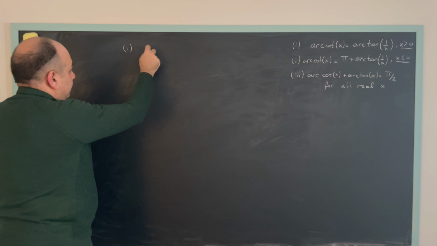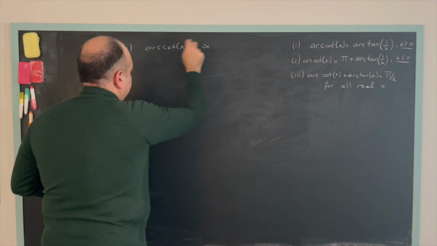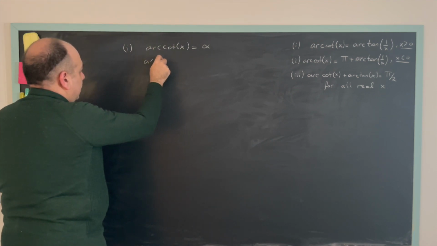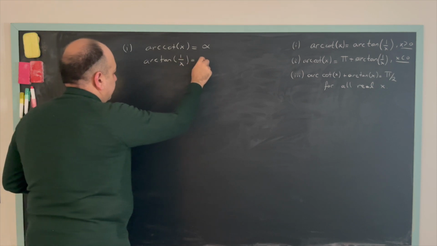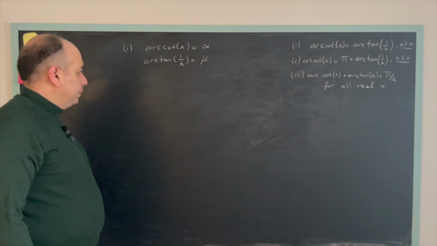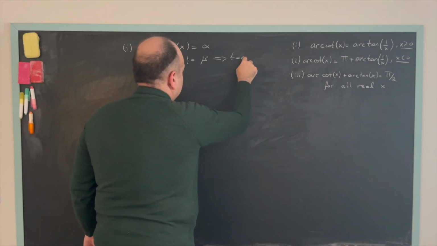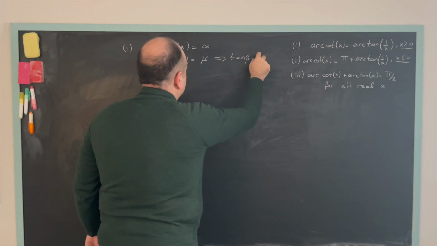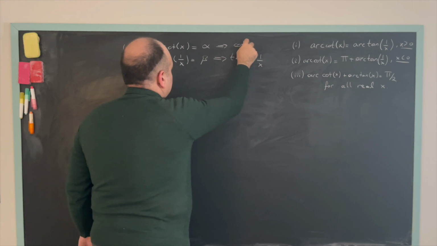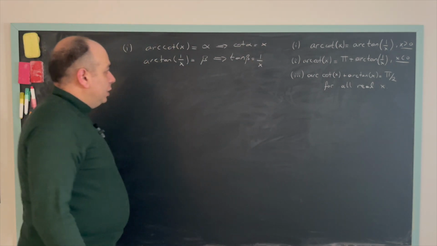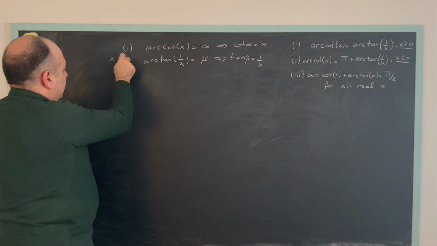First, arccotangent x, let's call it alpha, and let's call arctangent 1 over x beta. Okay, this is really good. So this actually tells me that tangent beta should be equal to 1 over x. And this tells me that cotangent alpha is equal to x. So we have one condition here. x must be larger than 0.